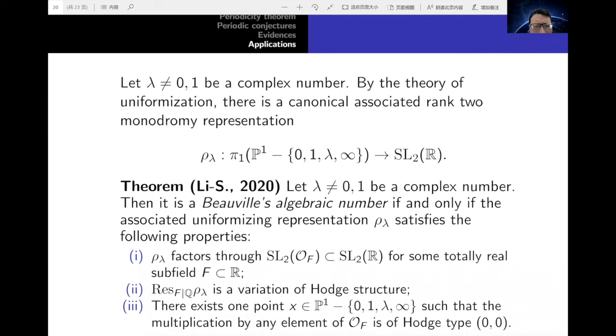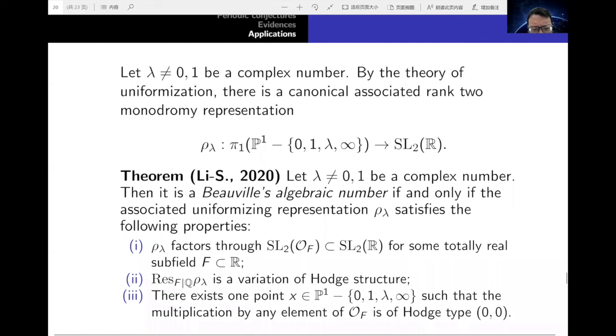So now this representation really depends on the lambda. The point is how to see the dependence. This is really complicated. So I introduce a notion without a clear reference. I call them Beauville's algebraic numbers. This is really a list of 17 numbers, which basically make this P1 minus four points a modular curve. You can write it down explicitly. And I call this Beauville algebraic number because he gave a beautiful paper on the classification of semi-stable families of elliptic curves over P1 with four singular fibers.